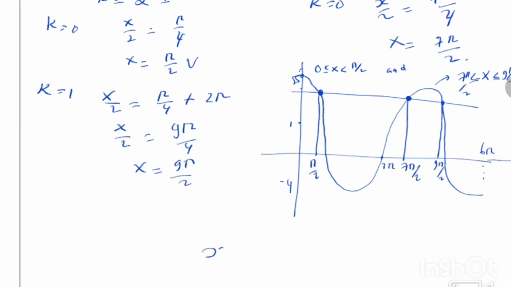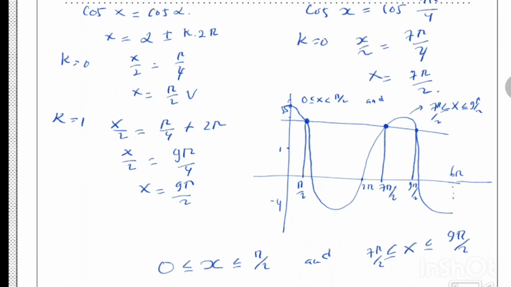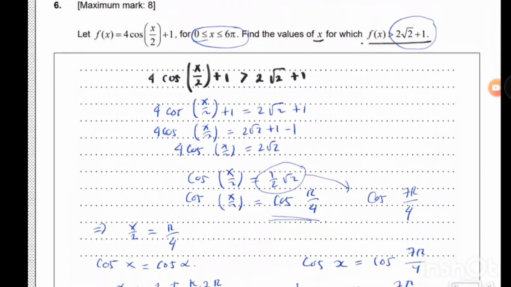So what is the solution? The solution of x is x greater than 0 and less than pi over 2, and x greater than or equal to 7 pi over 2 and less than or equal to 9 pi over 2. So this is for question number 6.